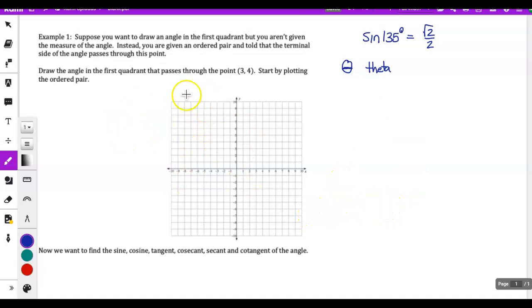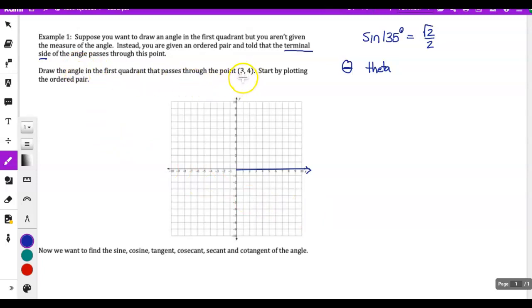And so here's how these usually work. They want us to draw an angle that's in the first quadrant, but we're not given the measure of the angle. So we can't just say, oh, this is 30 degrees and go ahead and draw it. They're telling us that the terminal side of the angle, that's the end of the angle. When we draw an angle in standard position, the initial side goes on the positive x-axis, like this, and then the terminal side ends wherever you tell it to end.